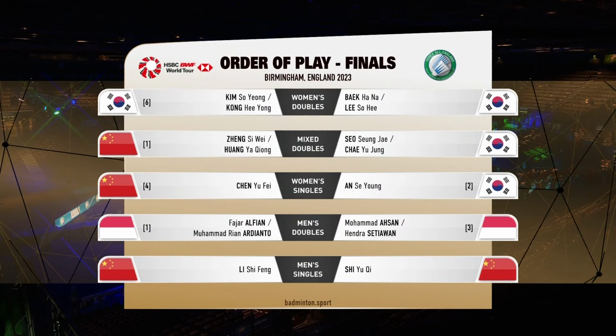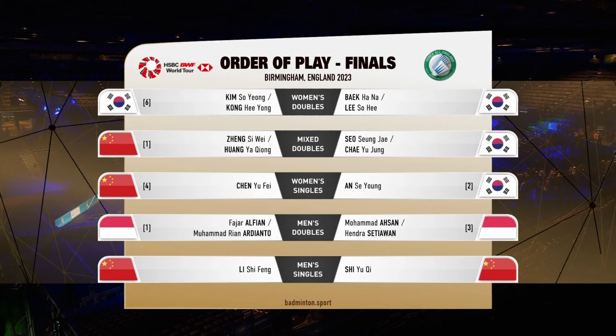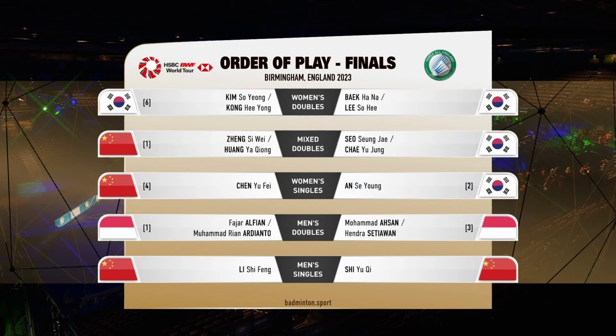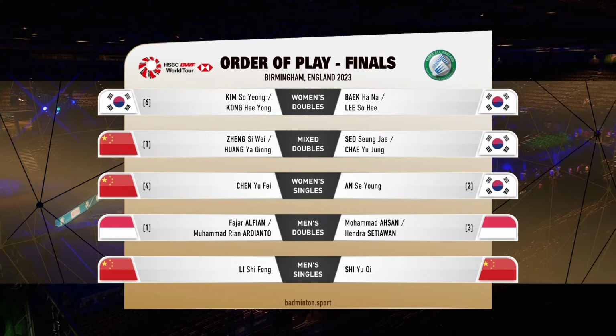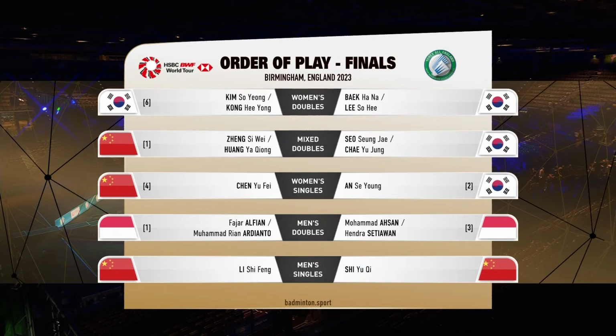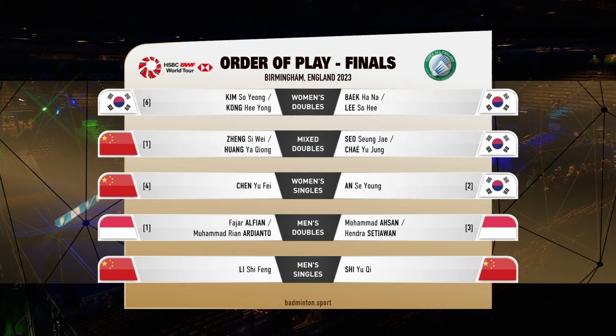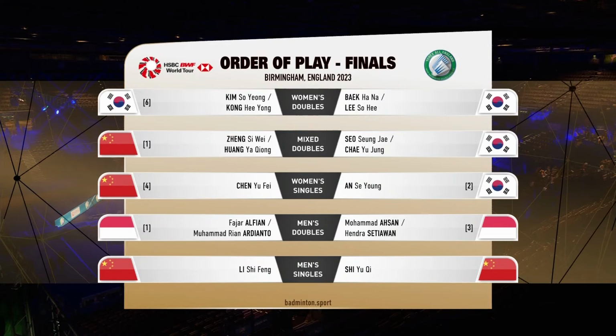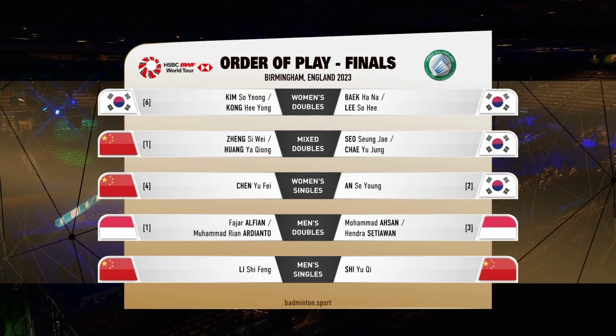Then it's women's singles, and the Olympic champion Chen Yufei takes on An Se-young in her second consecutive All-England final. Then men's doubles, and Fajar Alfian and Rian Ardianto, the world number ones, in an all-Indonesian affair against Hassan and Setiawan, two-time former champions in their fourth All-England final. And then we will finish with men's singles and the gold medalist from the Youth Olympic Games, Li Shifeng, in his first All-England, is through to the final to play against the former champion, his teammate, Shi Yuqi, who won the All-England title in 2018.